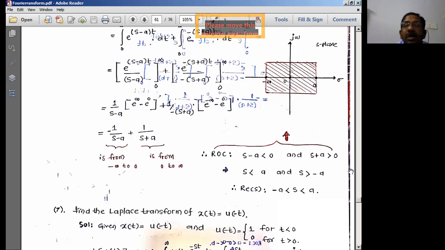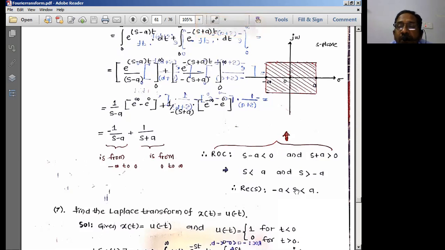And s plus a should be greater than 0 because t is extending from 0 to plus infinity. In this solution, t is extending between 0 to minus infinity, therefore it should be less than 0 here and greater than 0 there. This less than 0, greater than 0 is purely based on the limits over which it spreads. So finally, s is going to be less than a, and s is going to be greater than minus a. Therefore, s is going to lie between minus a and a. So the real part of s should lie between minus a and a.